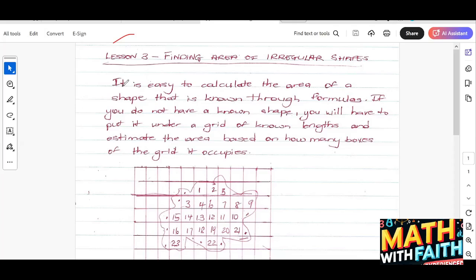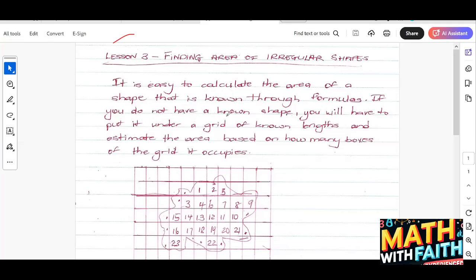So when we say an irregular shape, we mean it's not a square, it's not a circle, it's not a rectangle, triangle, any shape that we could identify. It's just a shape. Like in this example, it looks like a splash of water. So it's just a normal shape. And you can still calculate its area if you place it over a grid, or if you place a grid over it.